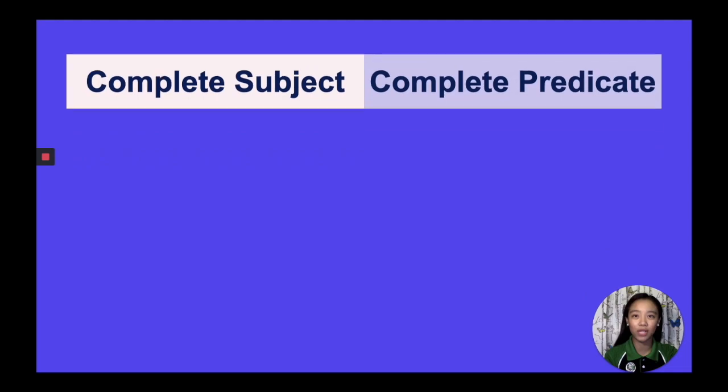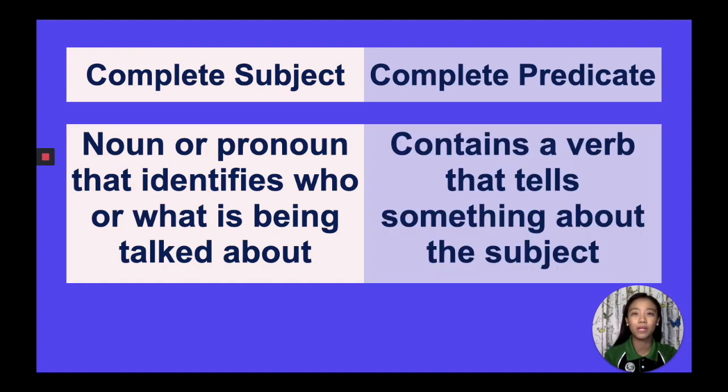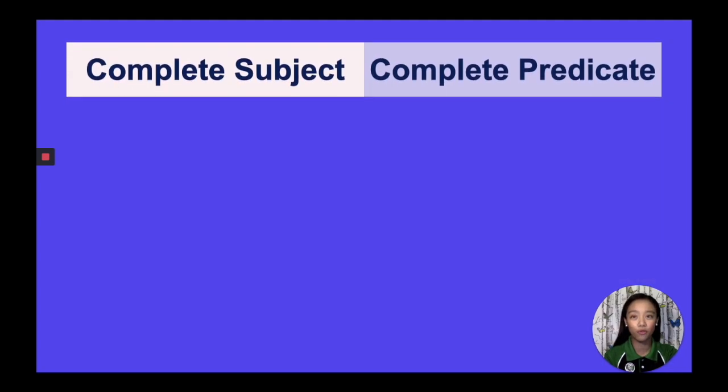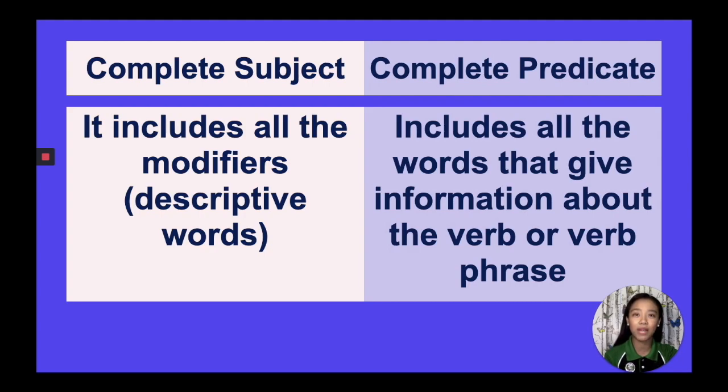A complete subject is the noun or pronoun that identifies who or what is being talked about in the sentence, whereas a complete predicate contains a verb that tells something about the subject. Moreover, a complete subject includes all the modifiers or descriptive words of the noun or pronoun that identifies who or what is being talked about in the sentence. On the other hand, a complete predicate includes all the words that give information about the verb or verb phrase. Hence, the word complete includes everything that talks about either the subject or the predicate.